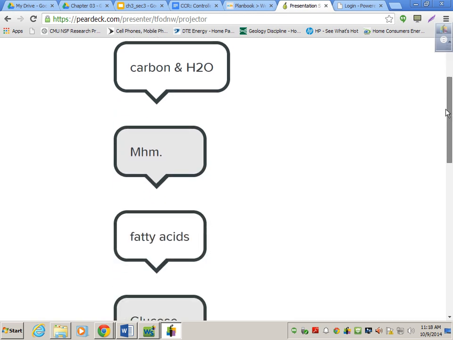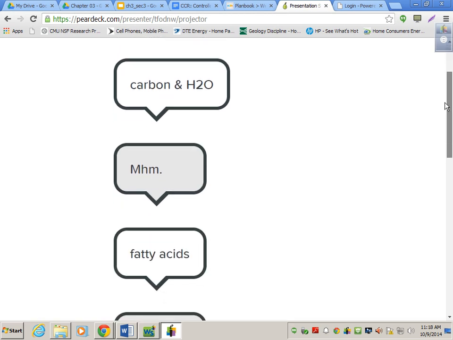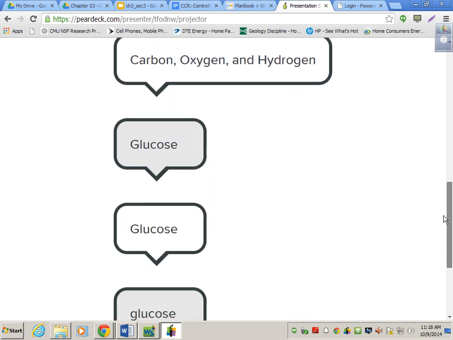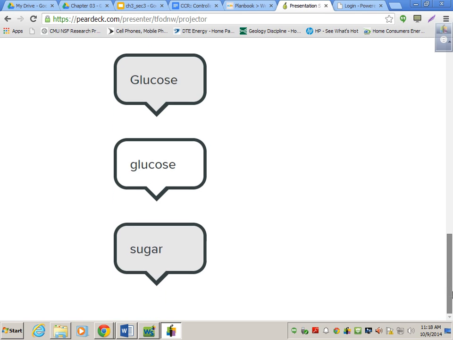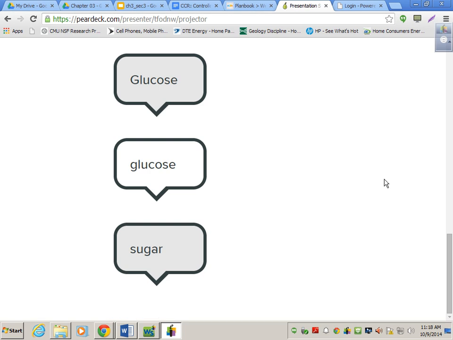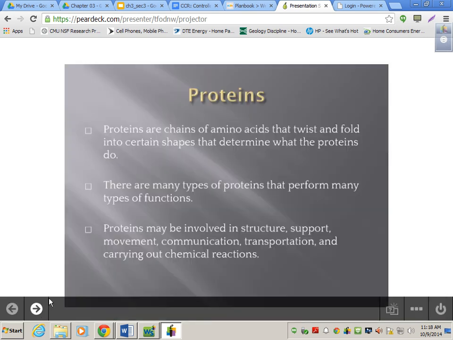Sugar? No. Yes, carbohydrates are carbon and water. No, not fatty acids. That's a tough one, I know. Everybody say monosaccharide. Right? Remember, the monomers of carbohydrates are monosaccharides. 2 monosaccharides together are a disaccharide. Any more than that is a polysaccharide. Okay? All right. So today we're going to talk about proteins and nucleic acids.